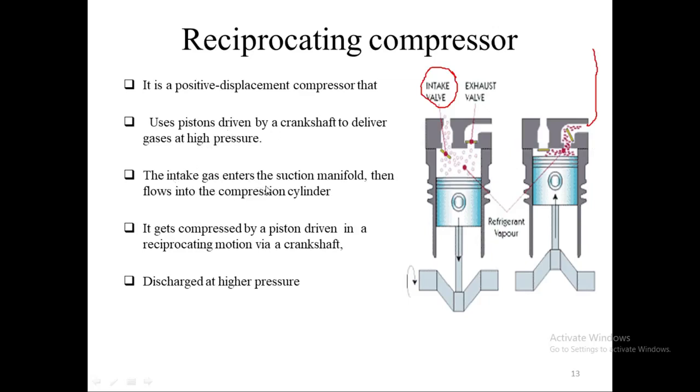The intake gas enters the suction manifold, then flows into the compression cylinder. So the intake valve will open and the gas will flow into the cylinder. It gets compressed by the piston driven in a reciprocating motion via a crankshaft. The crankshaft will push it up and compress it, then discharge at higher pressure. When the pressure is raised, the discharge port will open, the exhaust valve will open, and the compressed air or compressed refrigerant will leave from this side. So that's how a reciprocating compressor works.